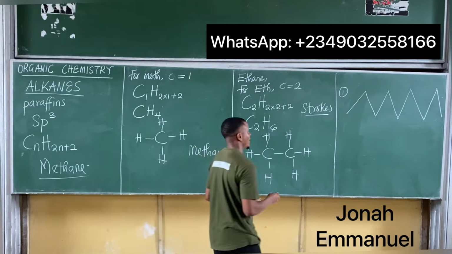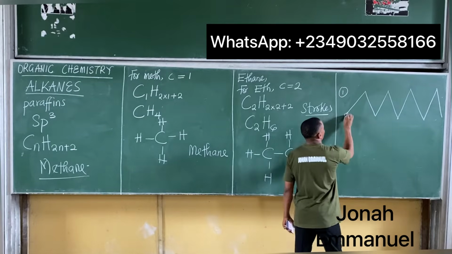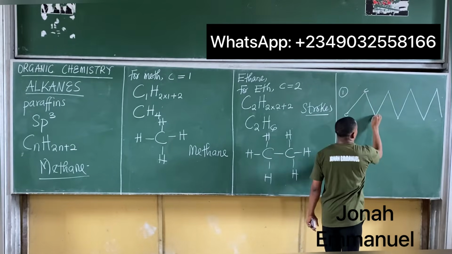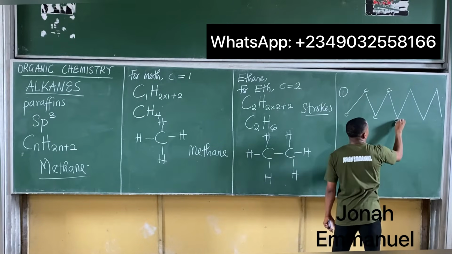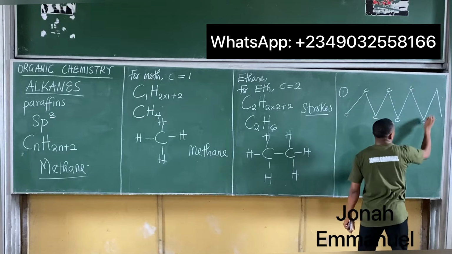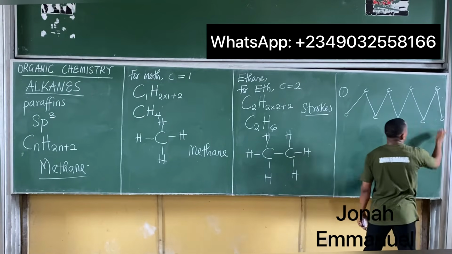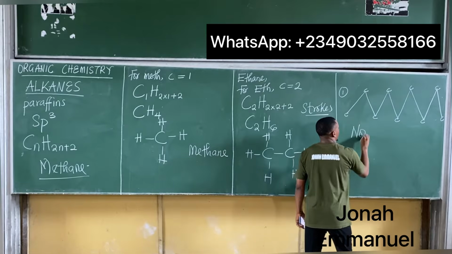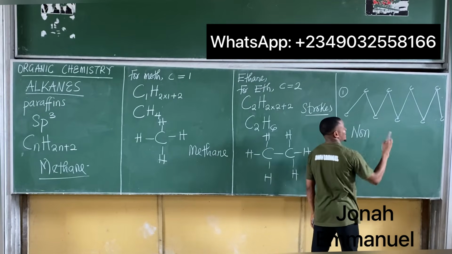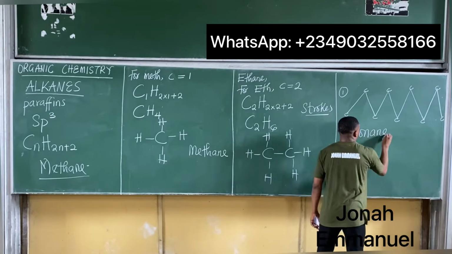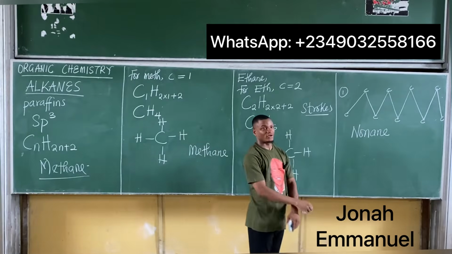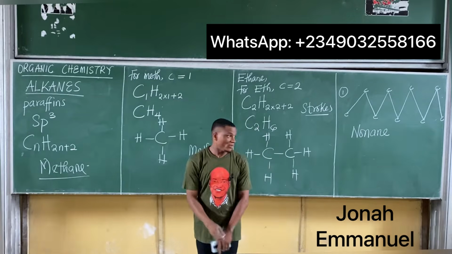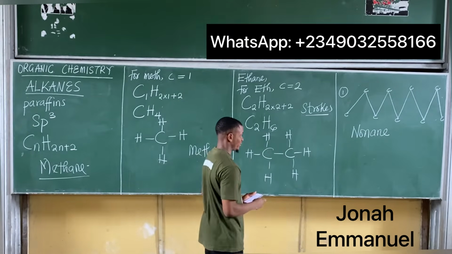So I have here 1 carbon, 2, 3, 4, 5, 6, 7, 8, and then 9. For 9 carbons, what do you have there? Non. And since it's a single bond, it becomes an alkane. So it becomes what there? A nonane. So this compound is a nonane. That's how it's done.